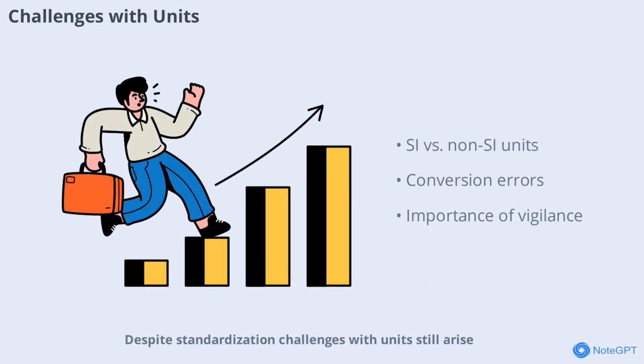Despite standardization, challenges with units still arise. Differences between SI and non-SI units, errors in conversion, and misunderstandings can lead to mistakes. Staying vigilant and double-checking units is essential, especially in high-stakes fields like engineering and medicine. Awareness of these challenges helps prevent costly errors.